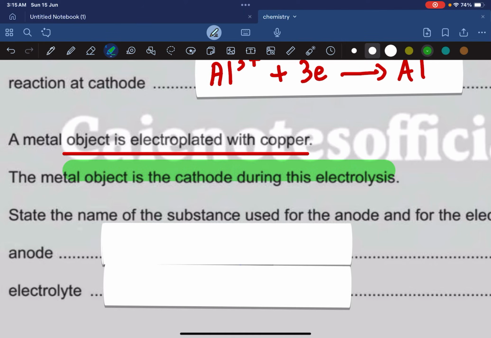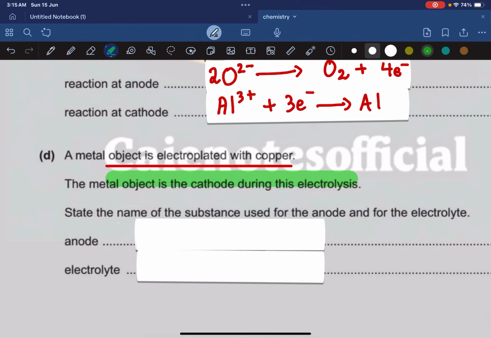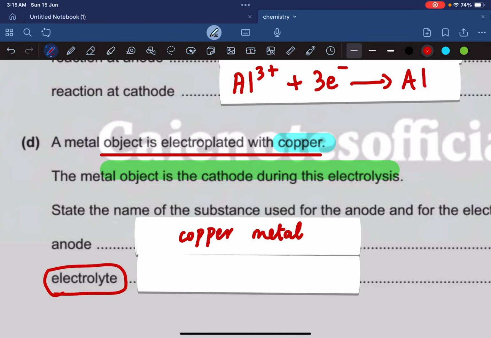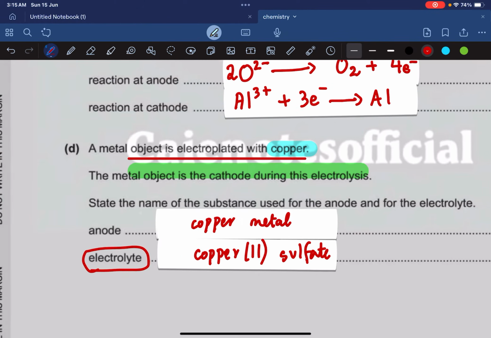State the name of the substance used for the anode and for the electrolyte. Since we have to electroplate the object with copper, our anode is the metal with which we electroplate. So the anode is going to be made up of copper metal. And the electrolyte is going to be a solution of a soluble salt of copper. So you can take copper nitrate or copper sulfate. That is completely up to you, any soluble salt of copper. Okay, so we're done with this.